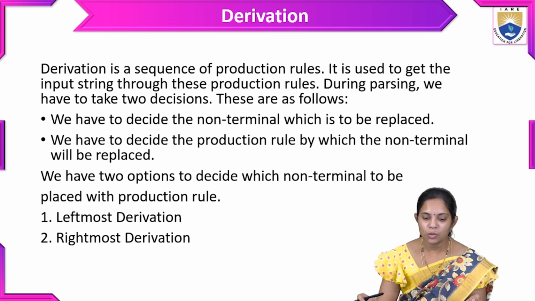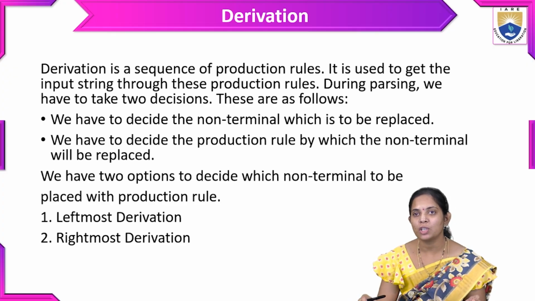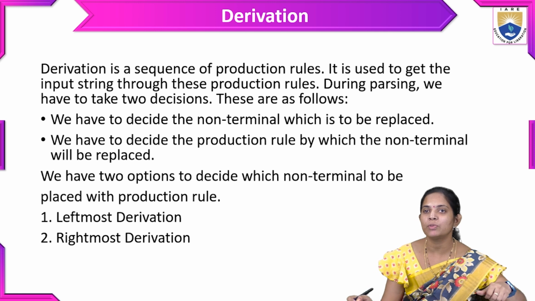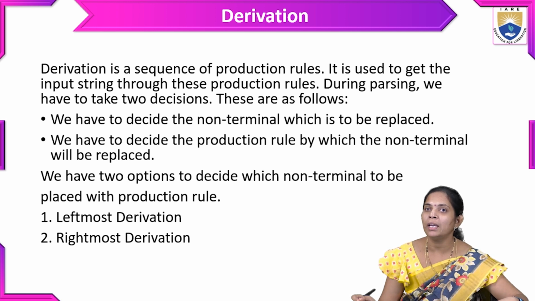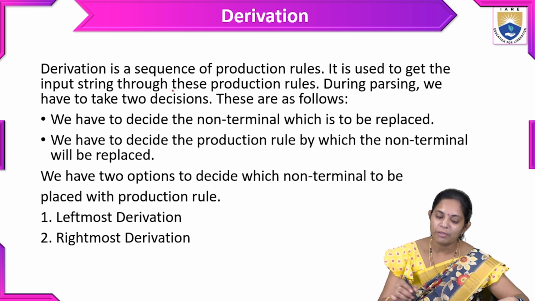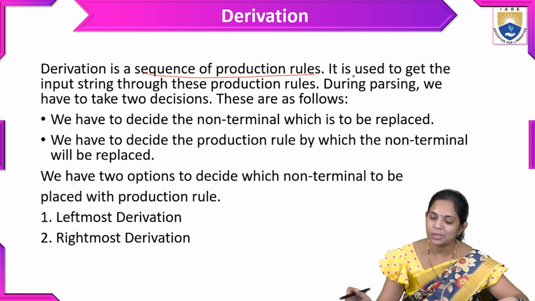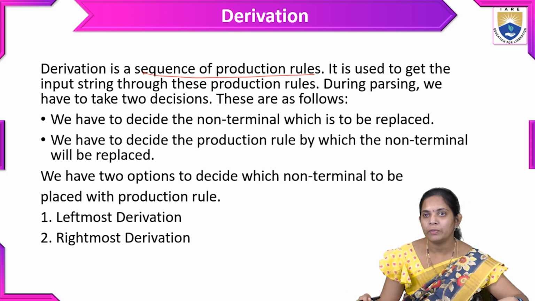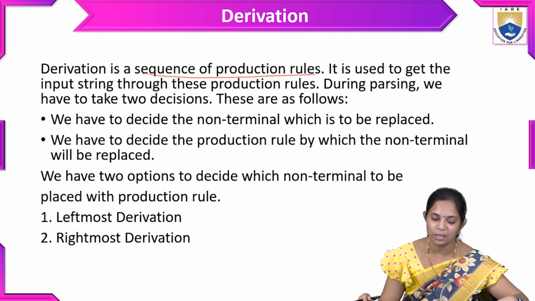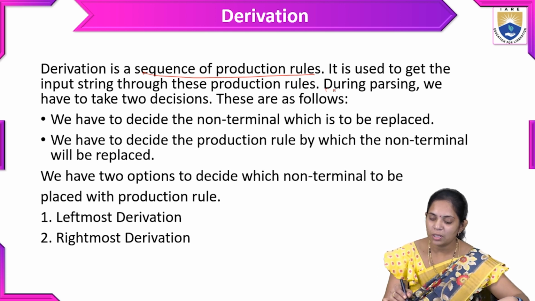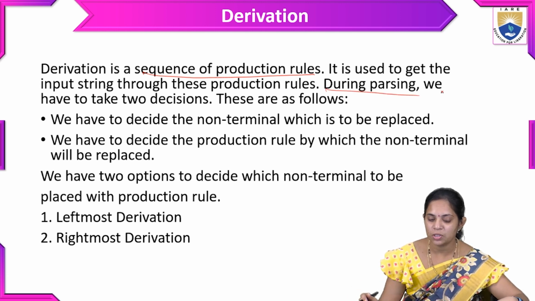Derivation is a sequence of production rules. What is meant by production rules? We already discussed them in the grammar. With those production rules, we will form a string. So the derivation is a sequence of production rules, used to get the input string. Why do we go for derivation? Because of these production rules, we can form the input strings. And during parsing, we have two decisions.